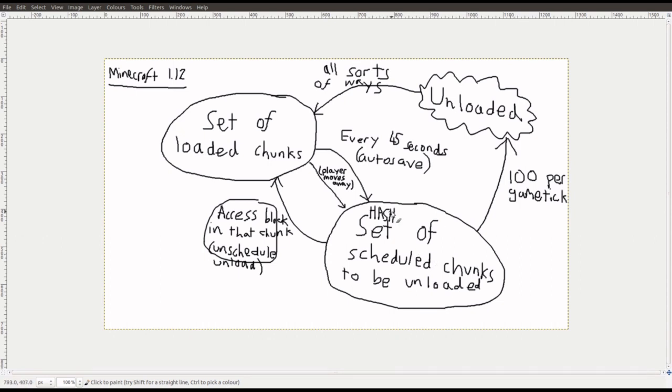As you can see, this is a hash set, so this is what we're interested in, really. How can we pick 100 chunks that appear first in the hash set before any others? And this is what the remainder of the video is going to be about.